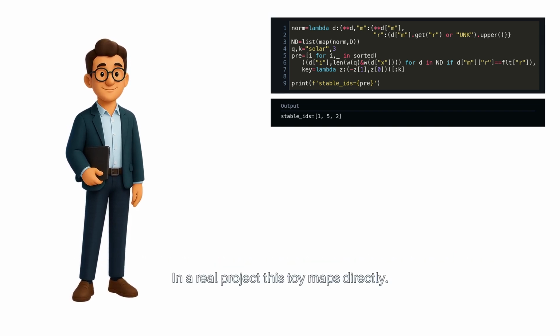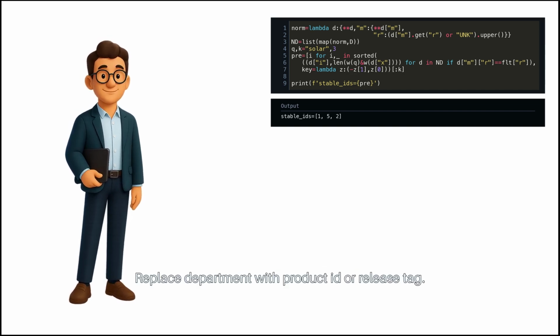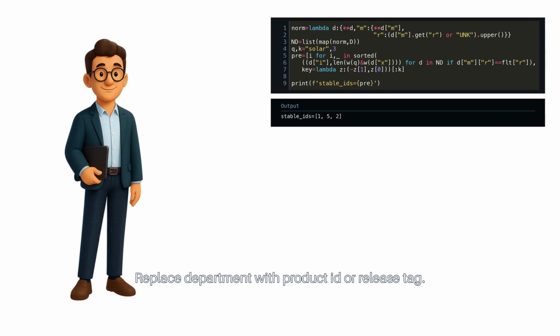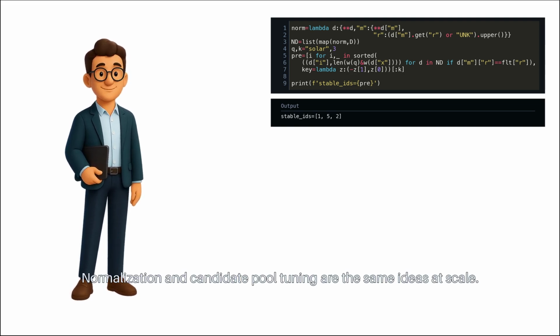In a real project, this toy maps directly. Replace the lexical ranker with an embedding index or FAISS. Replace department with product ID or release tag. Normalization and candidate pool tuning are the same ideas at scale.